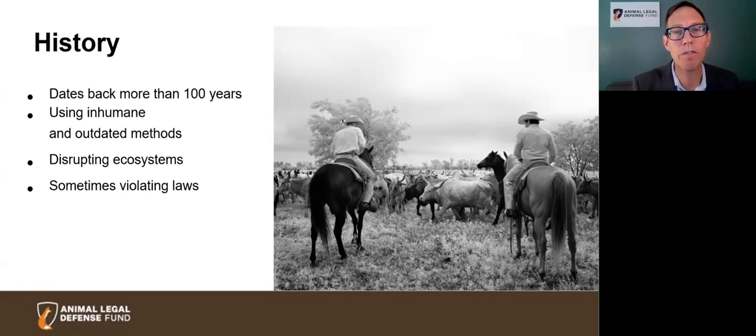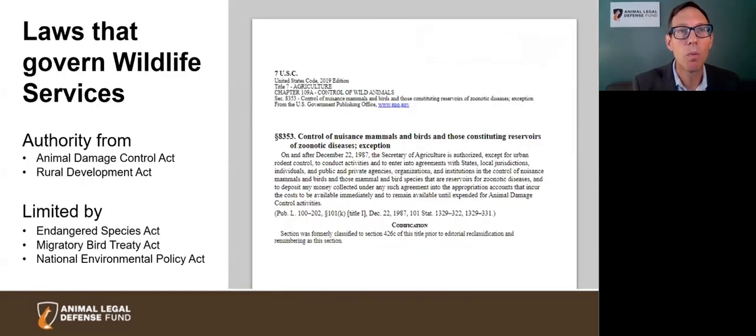So where does the authority for all this killing come from? Wildlife Services' broad congressional authority comes from a couple of federal laws. The Animal Damage Control Act gives the government authority to, quote, conduct a program of wildlife services with respect to injurious animal species, and take any action the Secretary considers necessary in conducting the program. And the Rural Development Act allows wildlife services to, quote, enter into agreements with states, local jurisdictions, individuals, and public and private organizations and institutions for the control of nuisance mammals and birds.